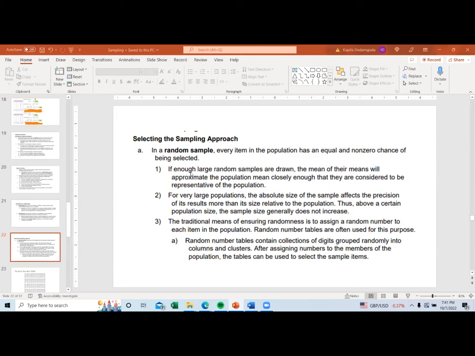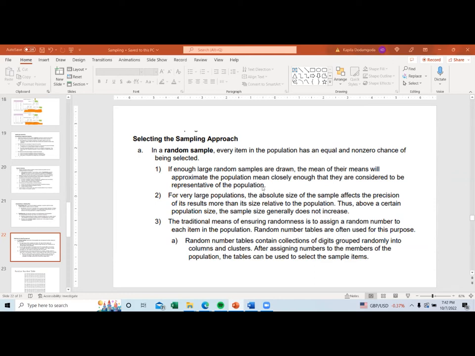Okay. Number one, if enough large random samples are drawn, the mean of their means will approximate the population mean closely enough that they are considered to be representative of the population. This is, of course, the concept-wise, just read this clearly. When you pick one sample and calculate the mean, that one sample mean may not be representative of the population mean. It is still a sample. We are only picking some items only.